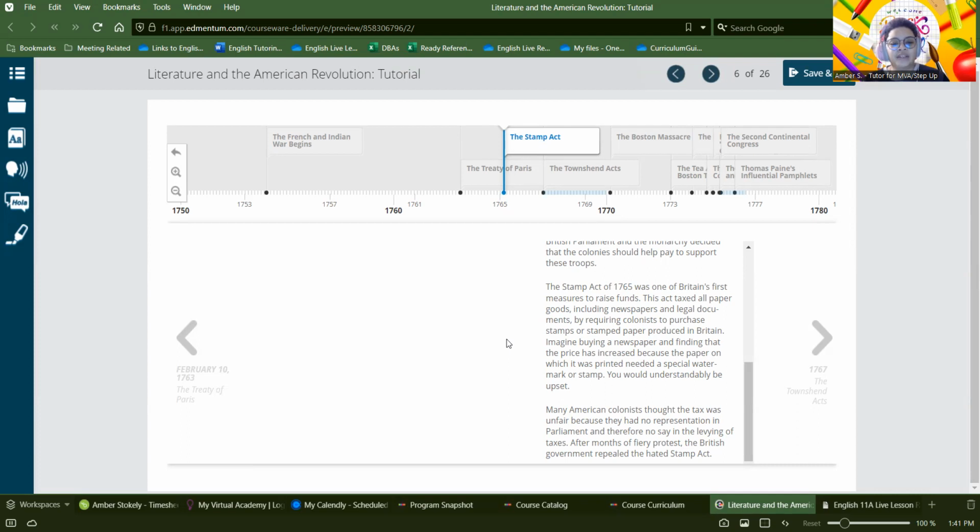So the Stamp Act taxed anything that was a paper good. This includes things like newspapers or legal documents, things that you're printing to sell. Because of that, the prices on these goods were increased, so you had to pay more. The reason is that if you had something paper that you were trying to sell, you had to have a special stamp on it to be able to sell it, and you had to pay for that. The stamp proved that the person who ordered it was paying for the stamp.